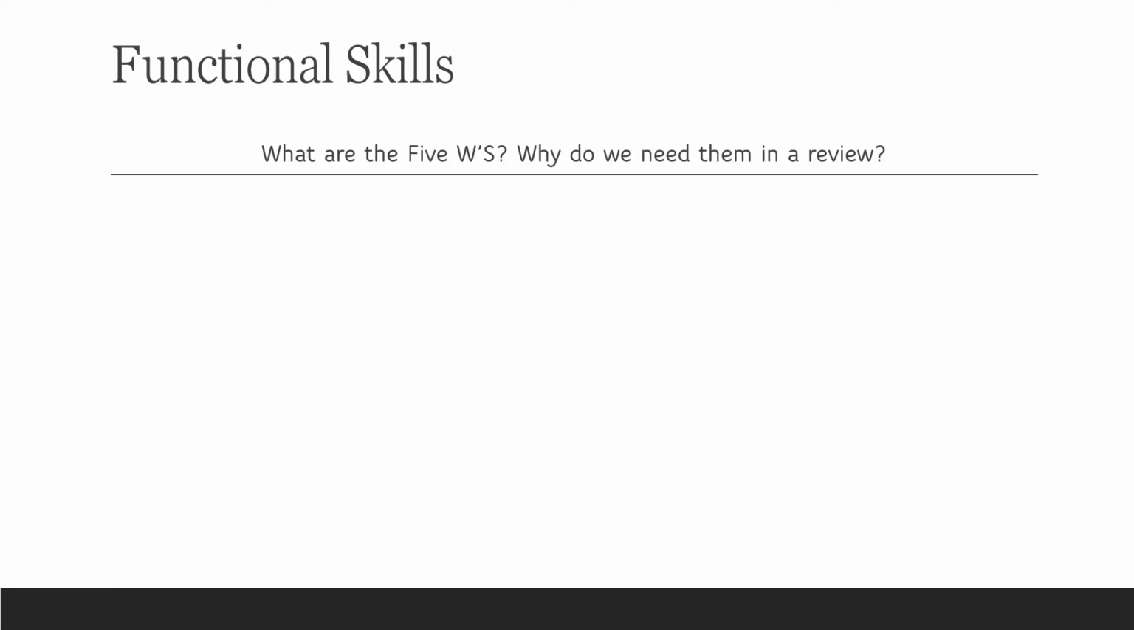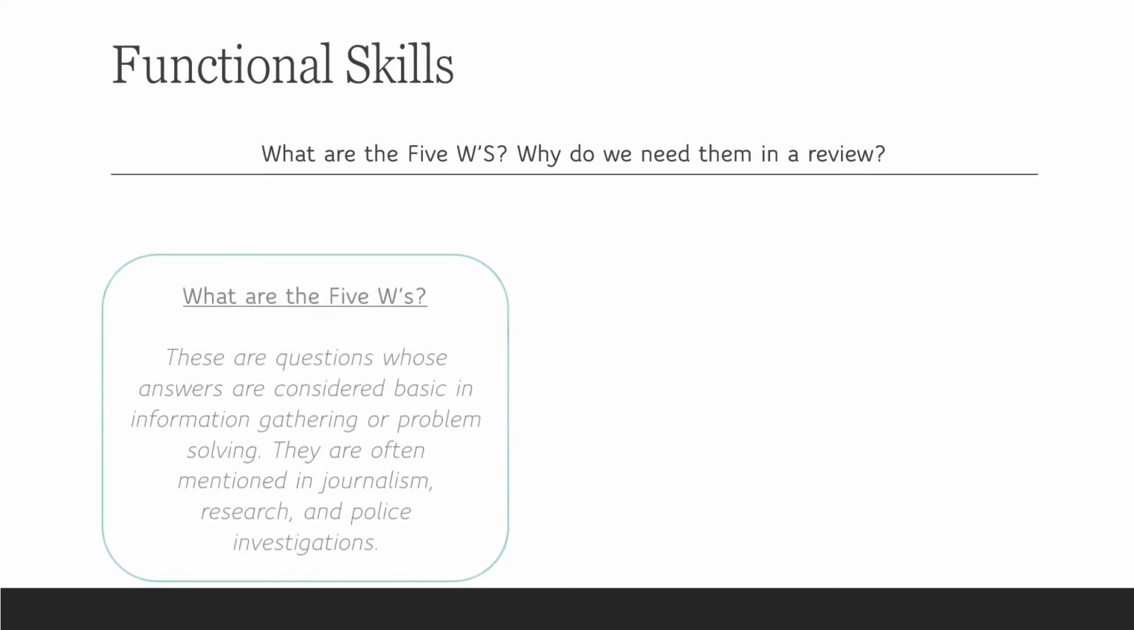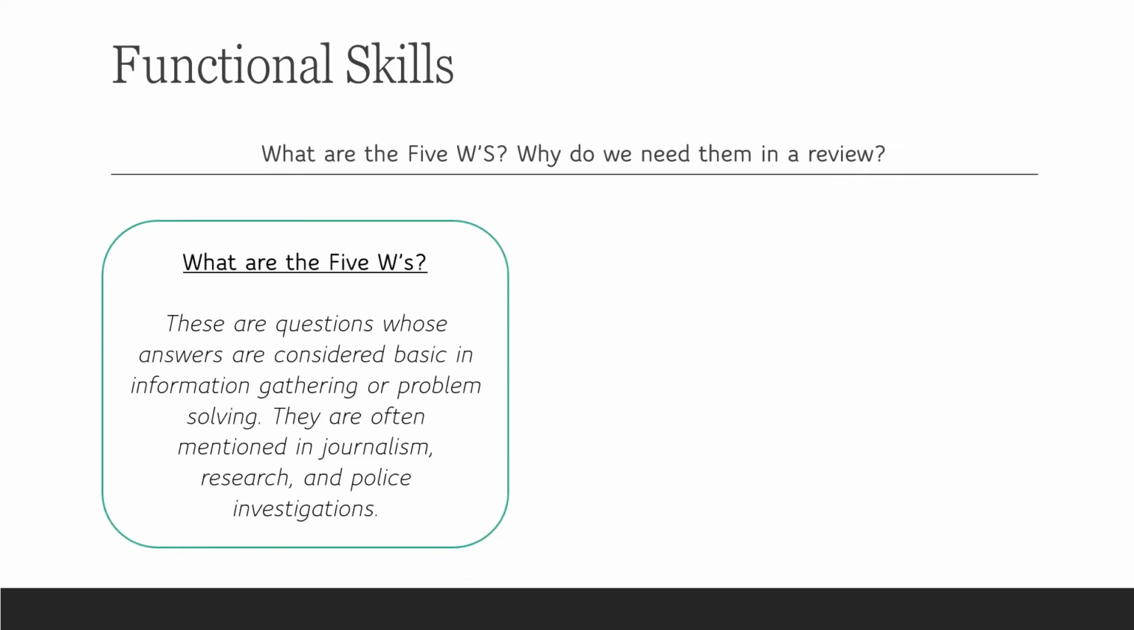So as mentioned in the previous part of the video, one of the key things you need to include are the 5 W's. So what are the 5 W's and why do we need them in a review? Put simply, the 5 W's are questions whose answers are considered basic in information gathering or problem solving. They're often mentioned in journalism, research and police investigations.